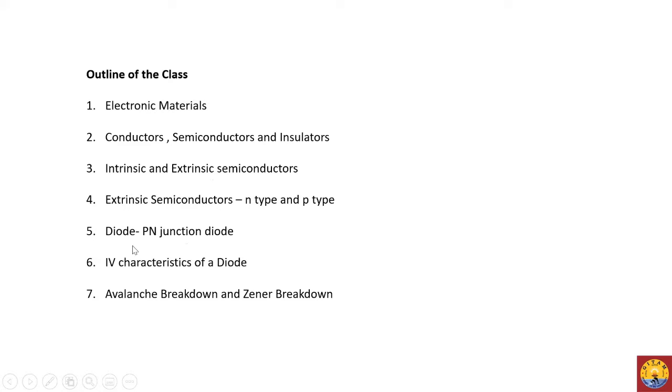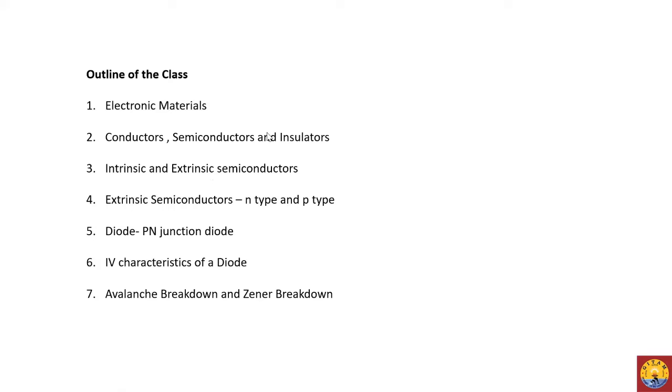Then we will see how to form a diode, a PN junction diode. Then after making it, we will see the IV characteristics of a diode. And in the further classes, we will go for avalanche breakdown and Zener breakdown. These are two mechanisms that exist in a diode. We will discuss these topics.